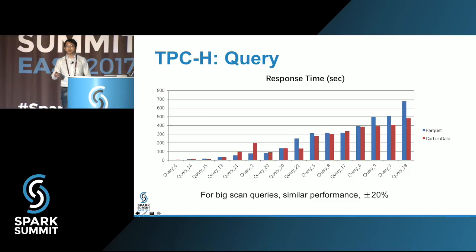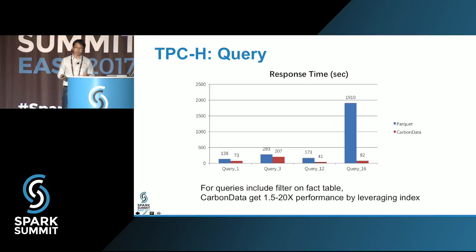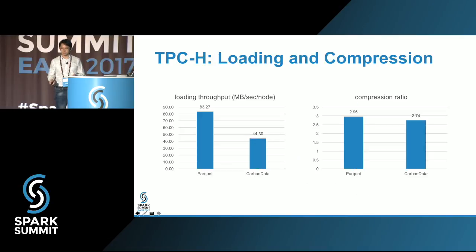So among the 22 test cases in the TPCH, if we pick those cases which have the bit scan, actually they perform very closely. Some query carbon scan is faster, some query Parquet is faster, but overall they are very similar. But if you look at the query which has the filter on the fact table before the join, Carbon can leverage its multi-level index to prune the files and prune the block list, so less I/O will be performed. In that case, Carbon can perform up to 20 times faster.